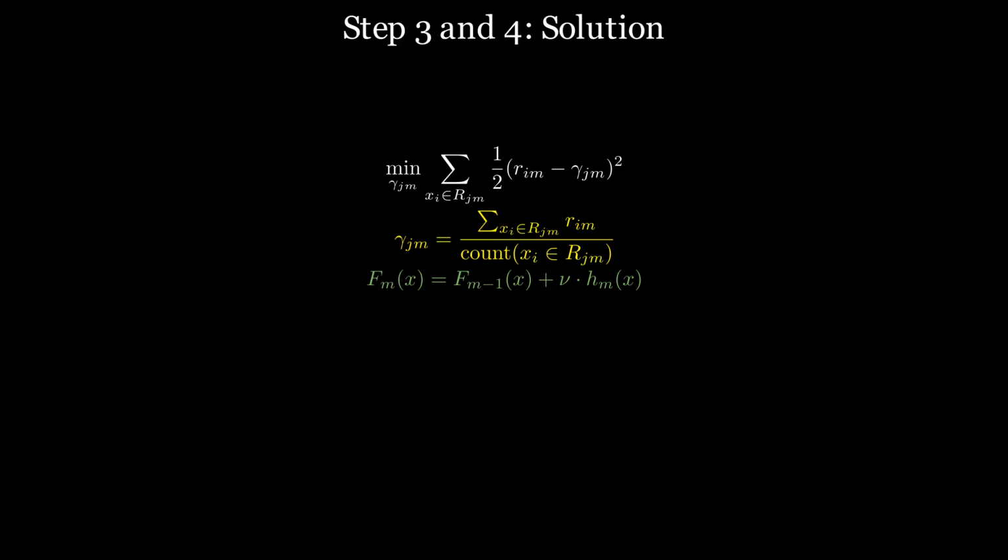We add the weak learner's predictions, scaled by a learning rate, which we call nu. A learning rate, a value typically between 0 and 1, is a regularization technique. It reduces the contribution of each new tree, preventing overfitting and leading to better generalization.